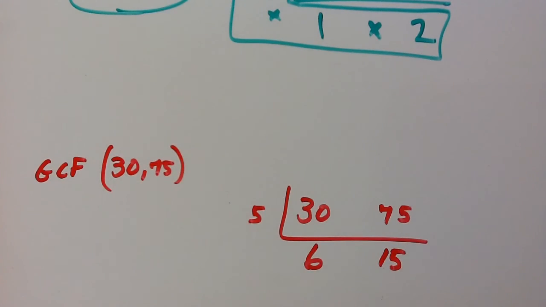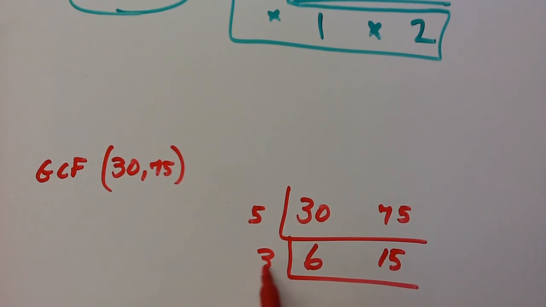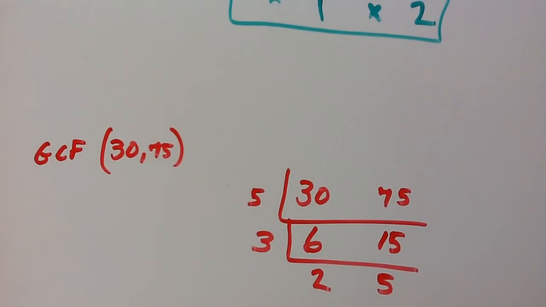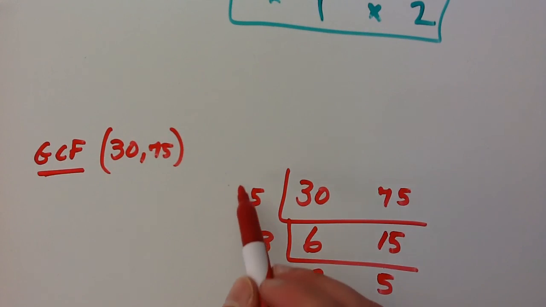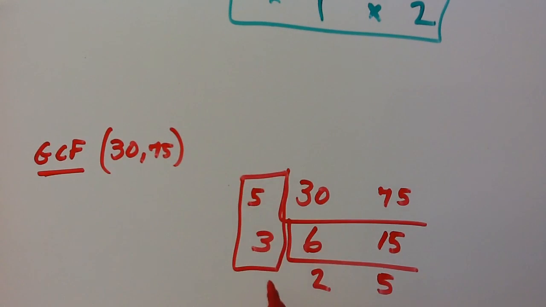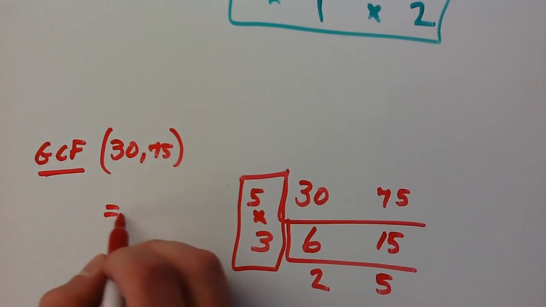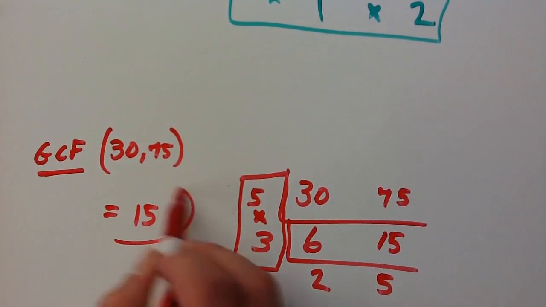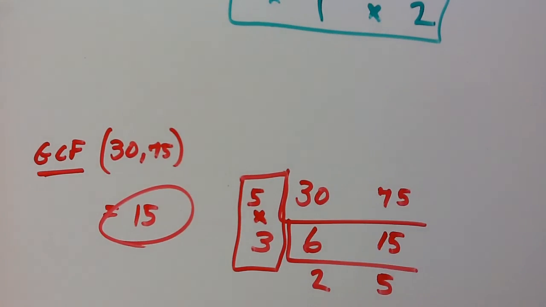Do 6 and 15 have a common factor? Yes, they do, right? They're both divisible by 3 because 3 times 2 is 6 and 3 times 5 is 15. Do 2 and 5 have a common factor other than 1? They don't. So I don't need to make additional ladders. Since I want the GCF, I go straight down, box those numbers up, and multiply them together. 5 times 3 would be 15. So 15 is the greatest common factor of 30 and 75.